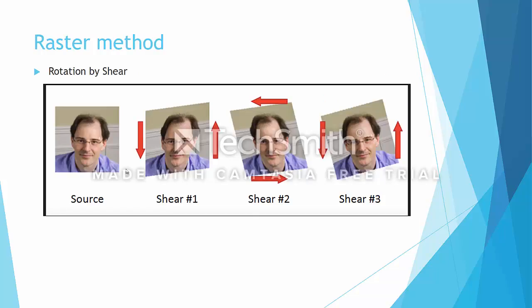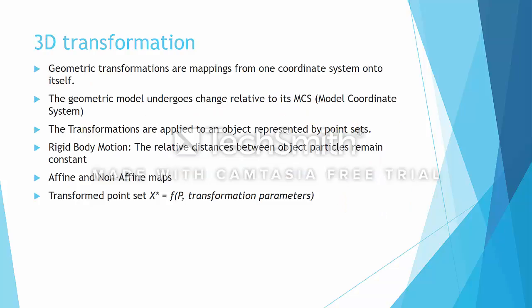And this is the rotation by shear, where a source is turned first by a shear up and down, and then in the other directions, where the final sheared image 3 is different from the source and it is turned into a parallelogram from a square.